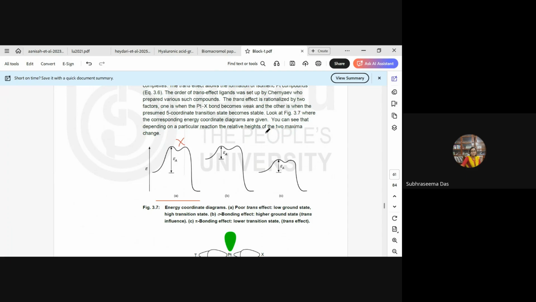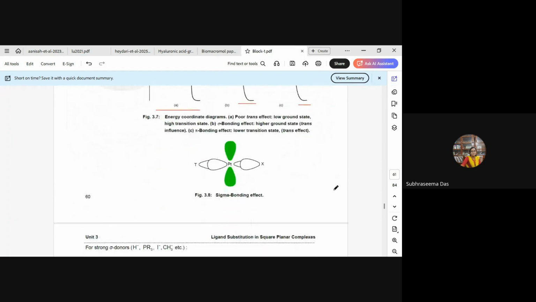Particularly in the second case, this is the sigma bonding effect because the ground state has higher energy and this is because of the influence of the trans effect. Particularly in the third case, we see this is the pi bonding effect and it has a lower transition state, which is also stabilized due to the trans effect. So here is the sigma bonding effect. Here it has been shown. The case of B has been shown here.